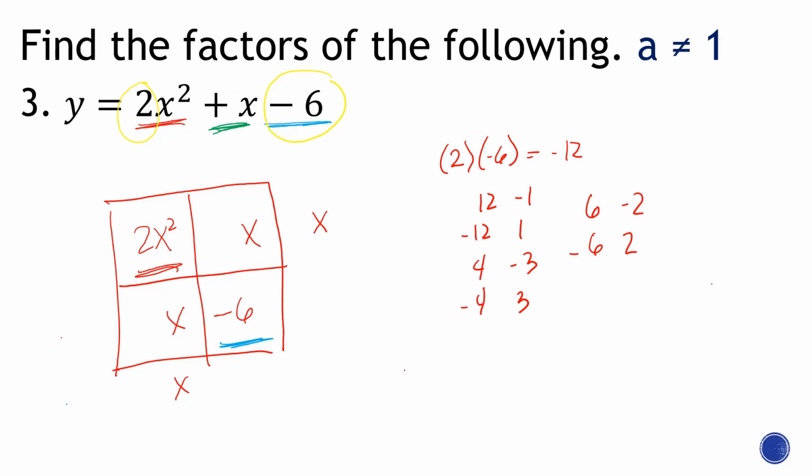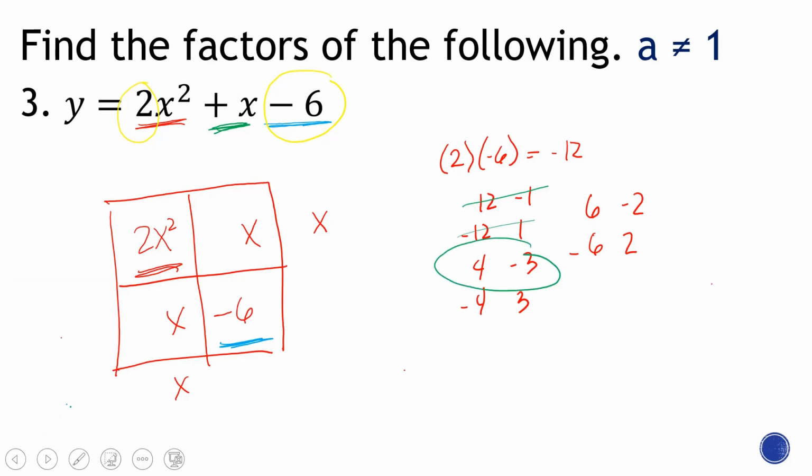of positive 1? That's plus x, so that's 1x. 12 and negative 1, no, that's 11. Negative 12 and 1, that's negative 11. 4 and negative 3, will that be equal to 1 if we add 4 and negative 3? Yes, that is right. So that is what we want. That's the pair that we're looking for.